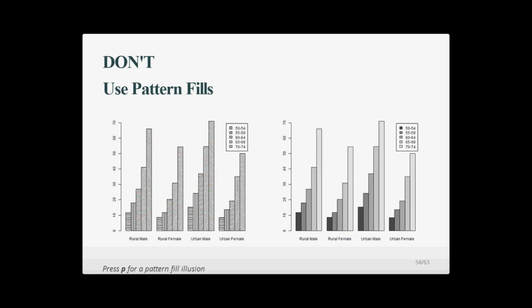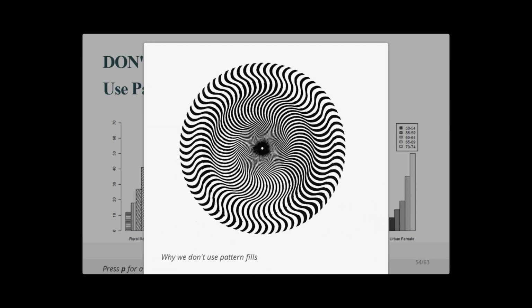Don't use pattern fills. That's hatching or whatever you want to call it, to fill bars. Sometimes we feel that we need to because we're trying to represent some other third variable within a bar graph. But there's better approaches. We can use color gradients, or you could use faceting, or you could use direct labels and eliminate the legend altogether. And the reason we don't do that, let's pull this up.